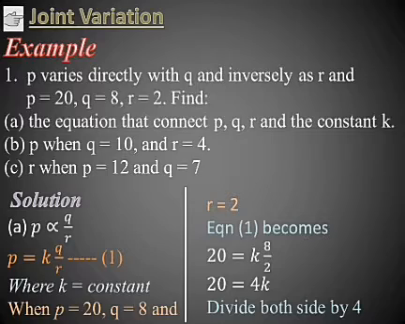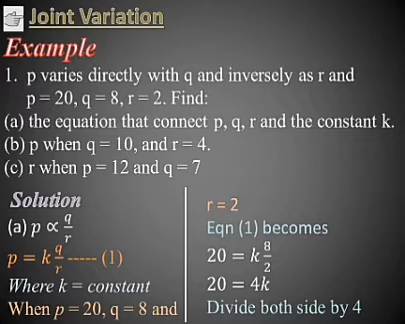From the first statement, P varies directly with Q and inversely as R. In order to solve this mathematically, replace the proportionality sign with an equal to and introduce a constant K. Hence, P will be equal to K times Q all over R. Call this equation 1, where K is equal to constant.